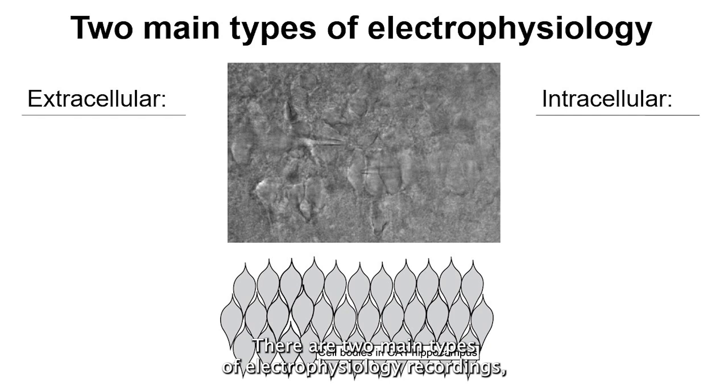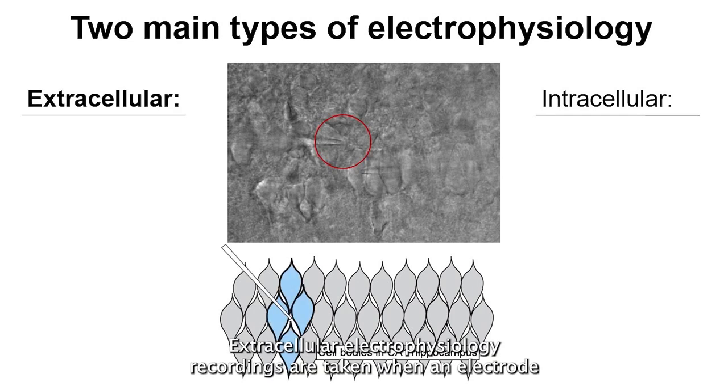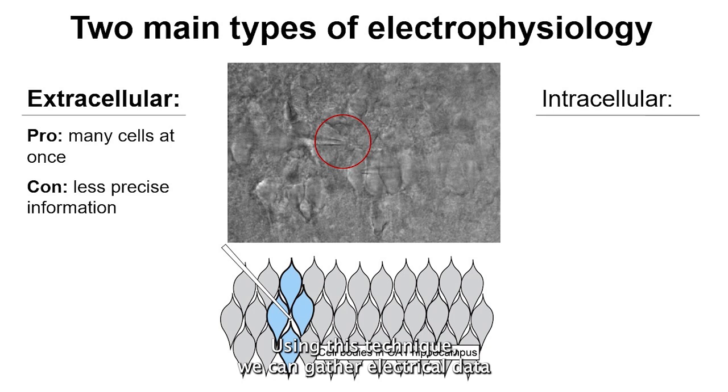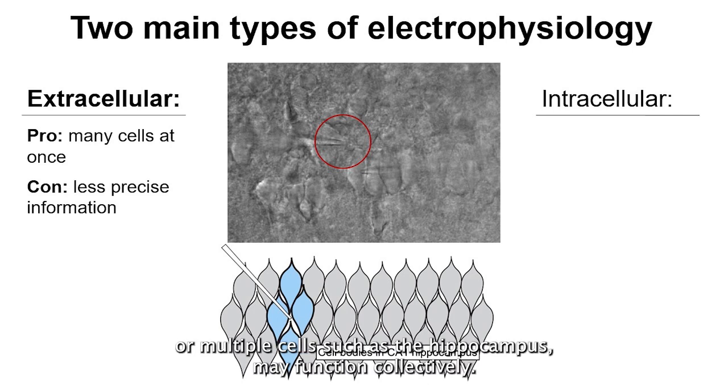Next, let's talk about types of electrophysiology recordings. There are two main types of electrophysiology recordings, extracellular recordings and intracellular recordings. Both are extremely valuable and both have pros and cons. Extracellular electrophysiology recordings are taken when an electrode is inserted into a brain area or next to a number of cells. Using this technique, we can gather electrical data from a lot of cells at once and develop a sense of how a region or multiple cells, such as the hippocampus, may function collectively.